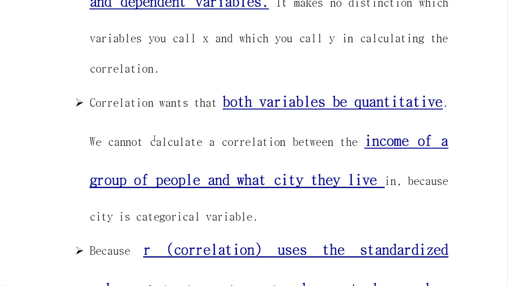Next point, correlation requires that both variables be quantitative. We cannot calculate a correlation between the income of a group of people and what city they live in. Suppose we have a population of 10 people with different incomes, and each person lives in a city. We cannot find their correlation because income is a quantitative variable and city lived in is a categorical or qualitative variable. So with the help of correlation we cannot find their relationship. It is necessary that both variables be quantitative in nature.